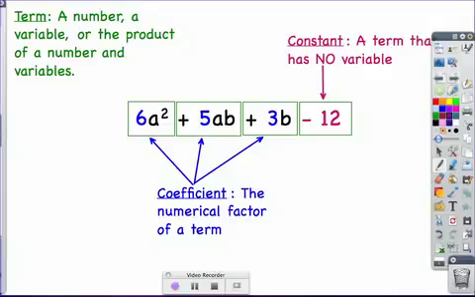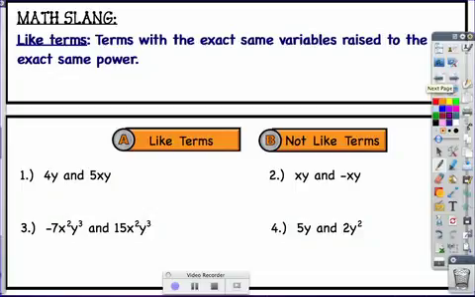Pause the slide and try these 4 questions, and when you're done you may resume. Number 1, 4y and 5xy are not like terms. One has a y only, and the other has both x and y, so they're not the exact same variables raised to the exact same power.